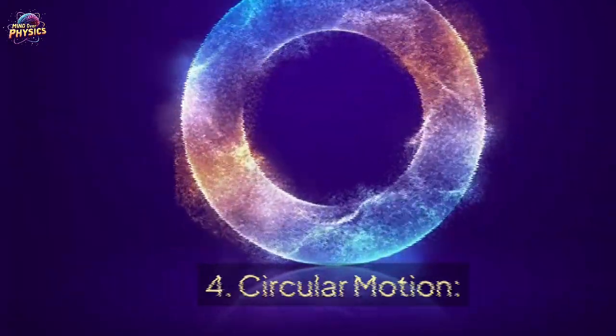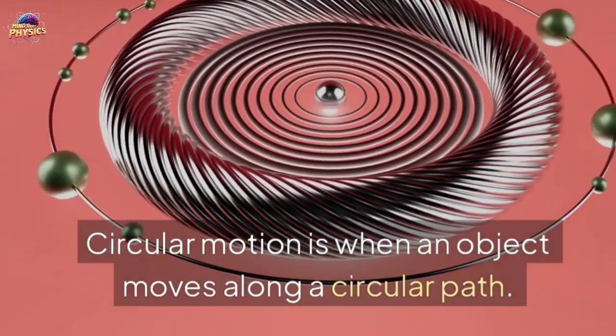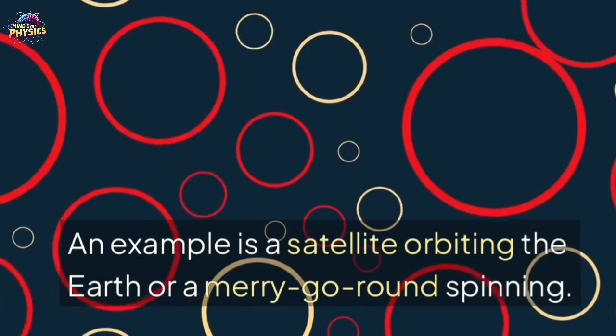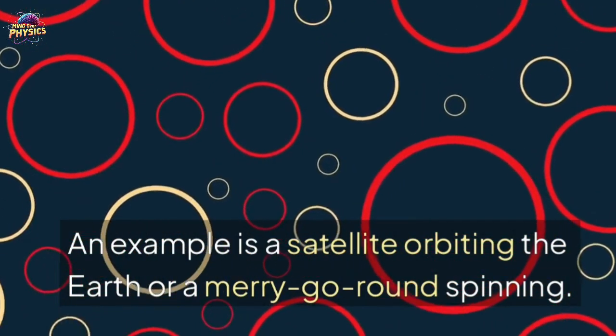4. Circular motion. Circular motion is when an object moves along a circular path. An example is a satellite orbiting the Earth or a merry-go-round spinning.